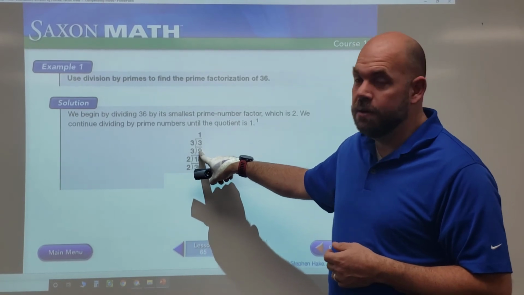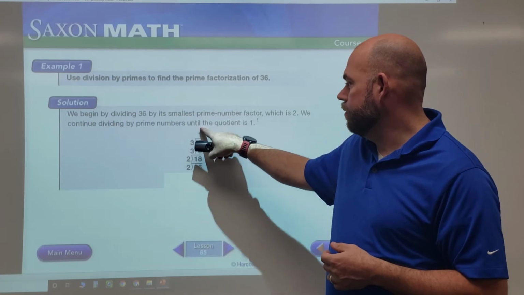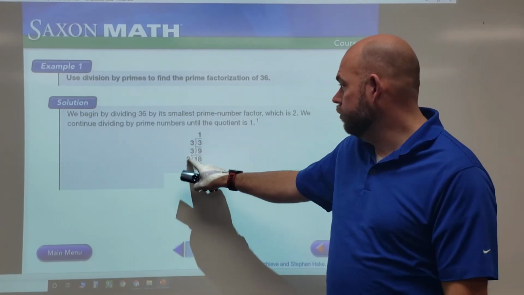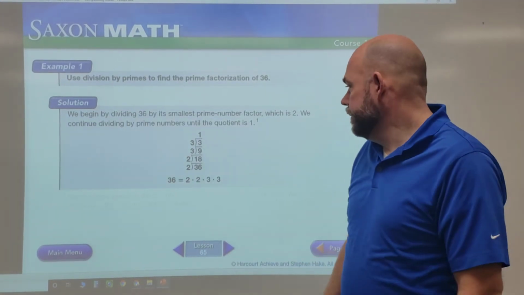9, now it's not even anymore, so we'll take the smallest prime number, 3. 9 divided by 3 is 3. 3 divided by 3 is 1. Now we have our prime factors, 2, 2, 3, and 3. That's awesome. Woohoo!